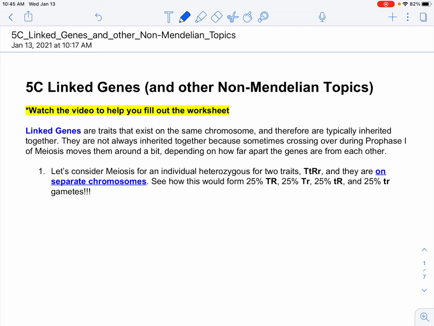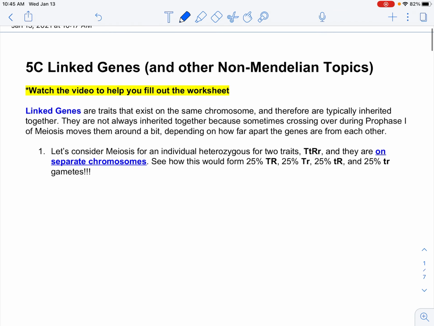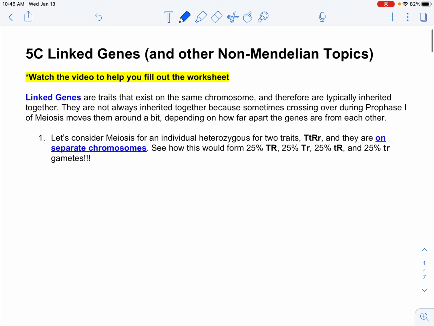So up until now, we've been looking at genes that are on different chromosomes, even though I haven't really been specific about that. For instance, we have looked at a lot of pea plant traits, so I'll just use that since that's familiar to everyone.